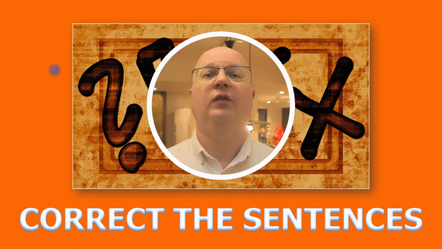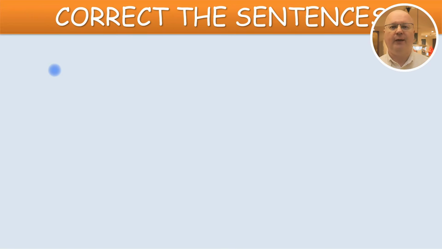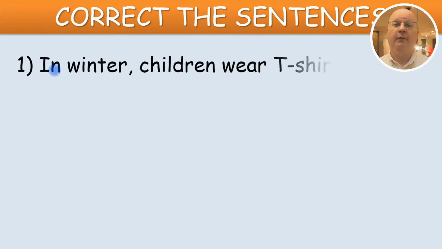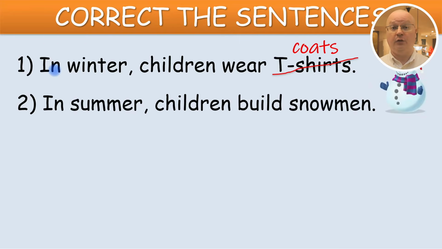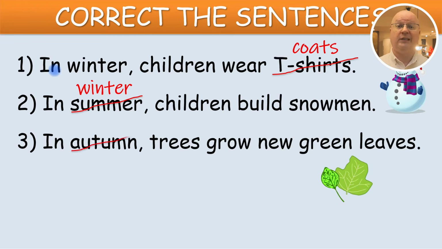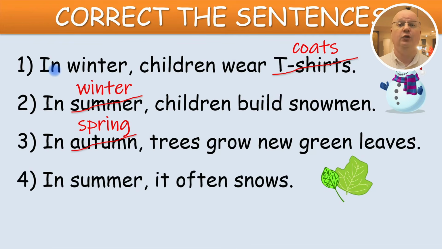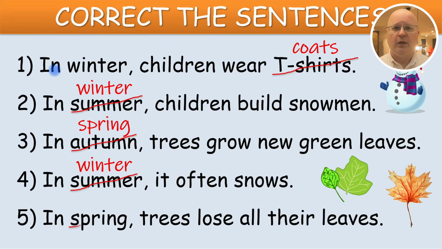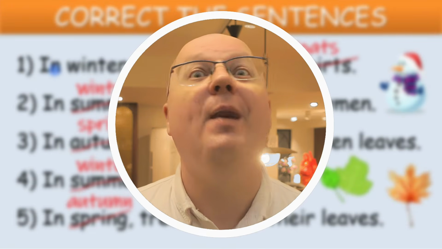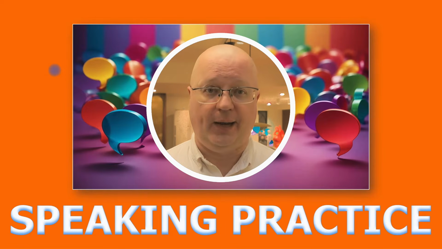Next is the correct the sentences challenge. Show 5 statements one by one. For example, in winter, children wear t-shirts. Students must correct it by saying, no, in winter, children wear coats. If they say any other suitable words instead of coats, that's fine too. Play this activity in pairs or with the whole class. You can even turn it into a writing task. Who stops you? Nobody.